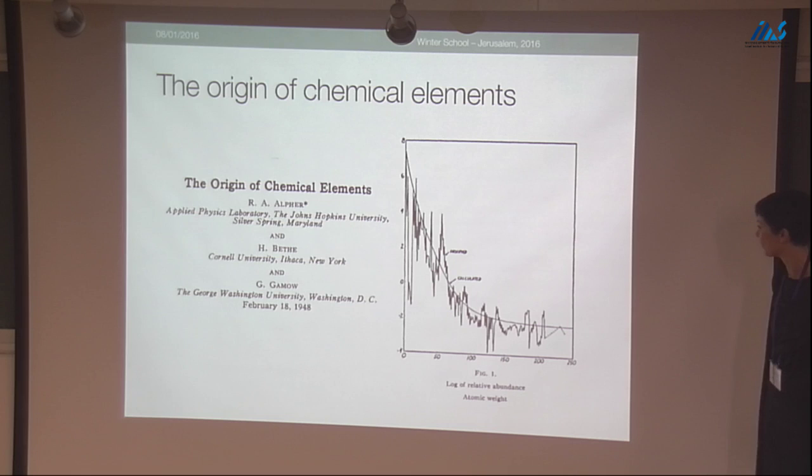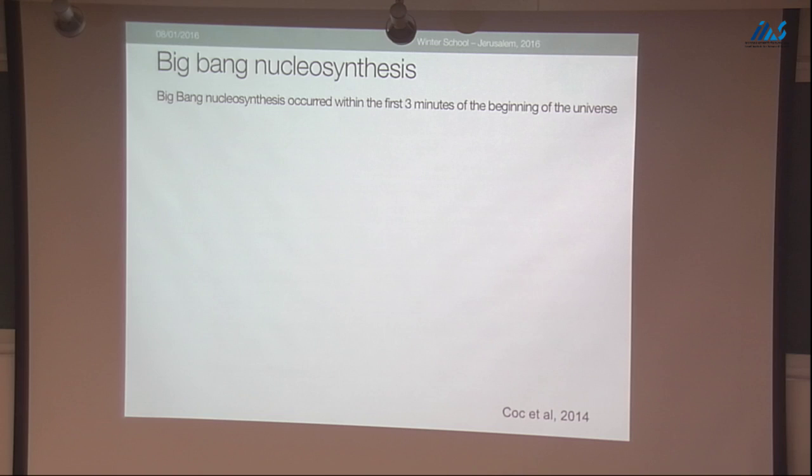As you can see, back in 1948 the understanding of how the chemical abundances should look was already pretty good. Clearly, all this was also in part understood through the work of Fred Hoyle and Eddington. What we're talking about here is nucleosynthesis, and we know today that some elements were formed in the first 3 minutes of the Big Bang.